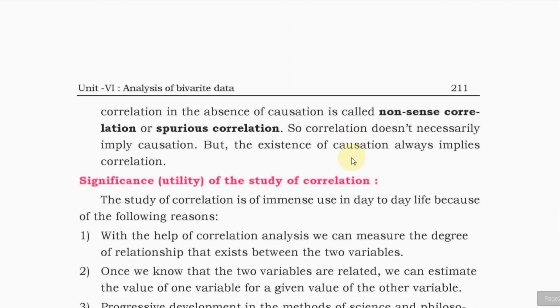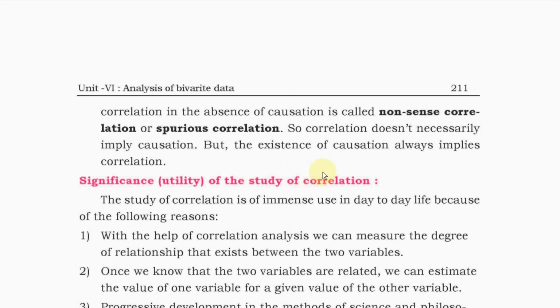Okay. So such correlation is called nonsense correlation or spurious correlation. A correlation between two variables doesn't mean that they always have a cause and effect relationship. Sometimes there could be nonsensical correlation as well. For example, your height and the height of a tree. Obviously, there is a lot of difference between your height and the height of a tree. There is no correlation. So that is called a nonsense correlation.